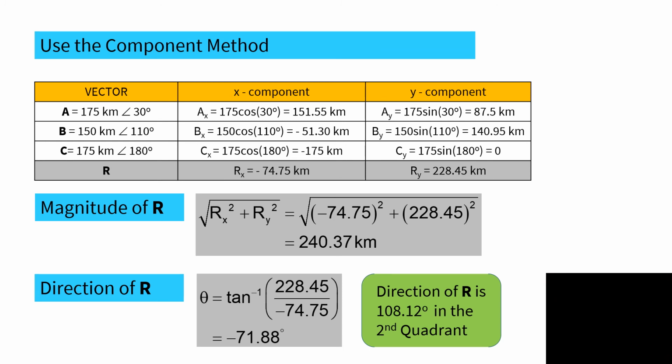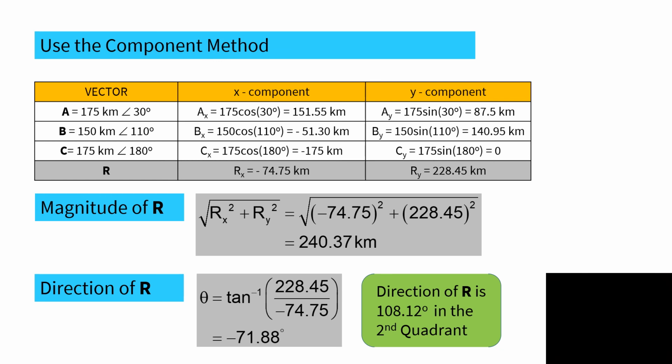Then, using the equation for magnitude, square root of Rx squared plus Ry squared, we substitute the values obtained from the table above to get the value of 240.37 kilometers. For the direction of R, substituting the values of Rx and Ry in the equation, we get the value of theta to be negative 71.88 degrees. Note that this angle is not measured from the positive x-axis. It is measured from the negative x-axis.